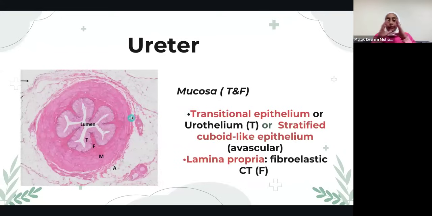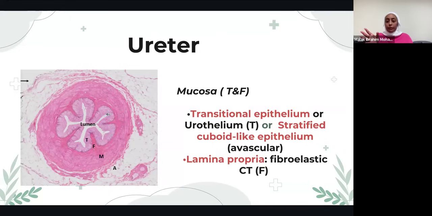Okay. Now for the structures, we're going to talk about 3 things: the mucosa, the muscularis, and the last thing, which is the adventitia. Let's start with the mucosa. The mucosa is basically 2 parts. You're going to talk about the epithelium, like what type of epithelium this is, and you're going to talk about the lamina propria. Let's start with the epithelium. The epithelium of the ureter is basically transitional epithelium.